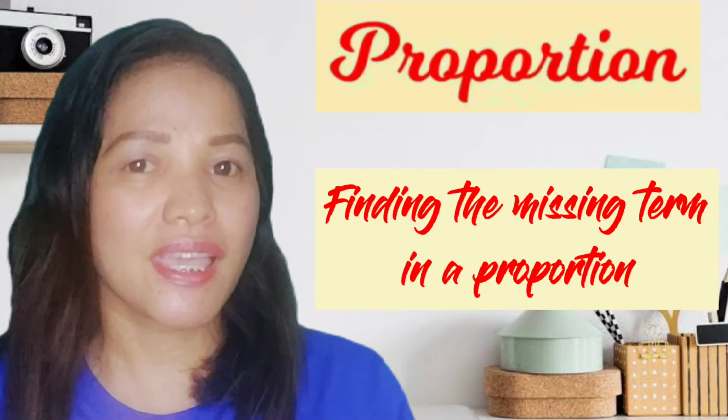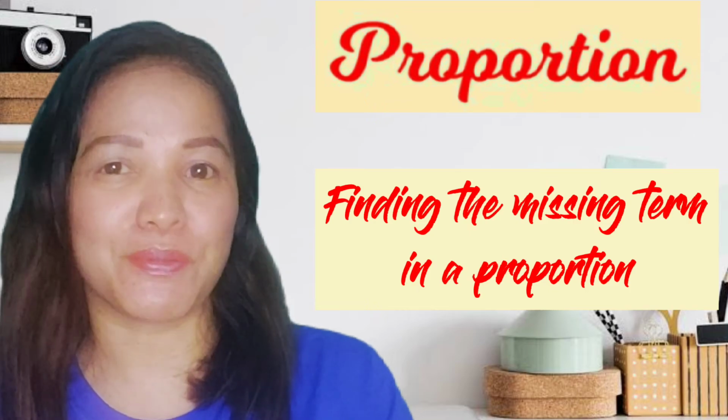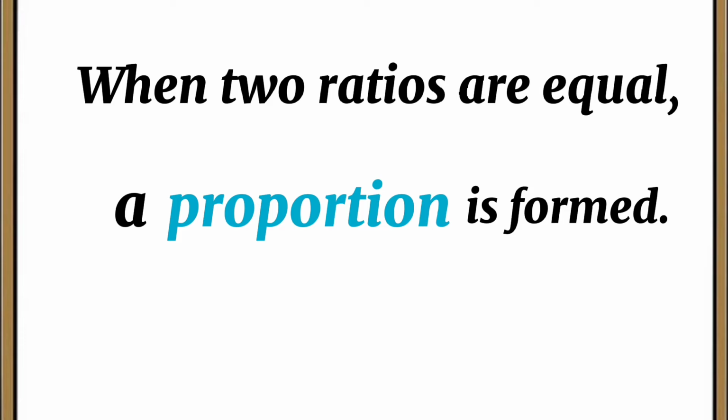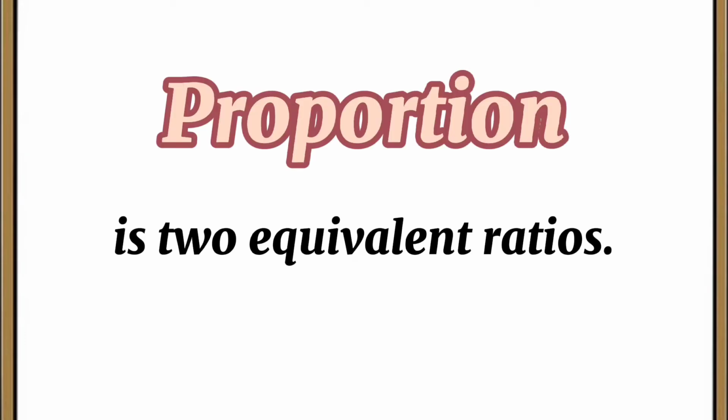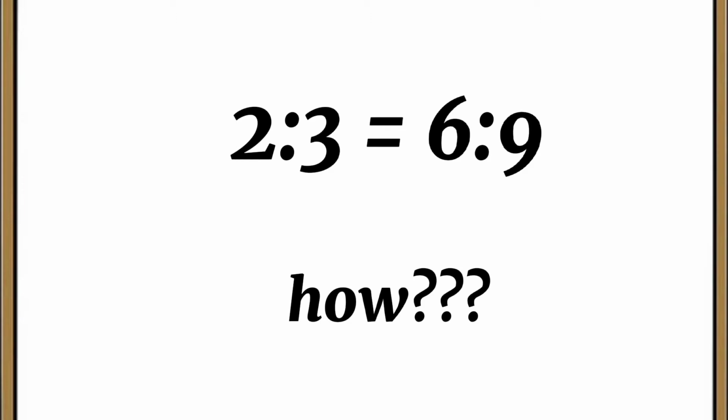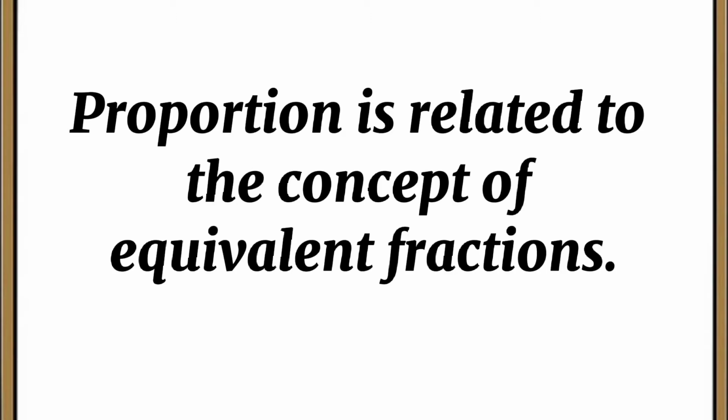Last time we talked about ratio, and today we will be dealing with the concept of proportion and finding the missing term in a proportion. When two ratios are equal, a proportion is formed. Proportion is two equivalent ratios. But how could we say that they are equivalent? Proportion is related to the concept of equivalent fractions.